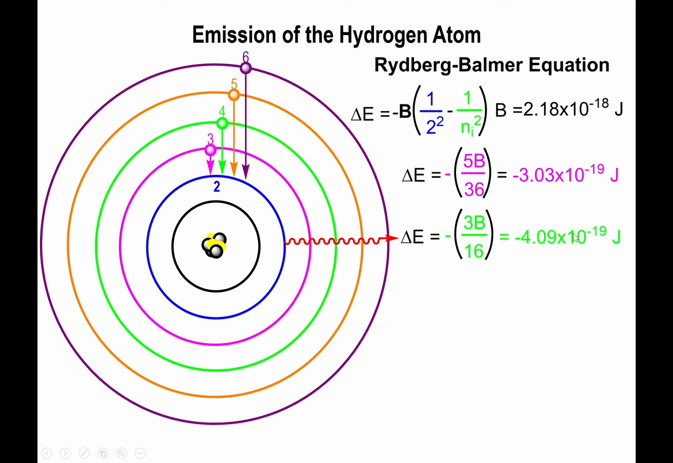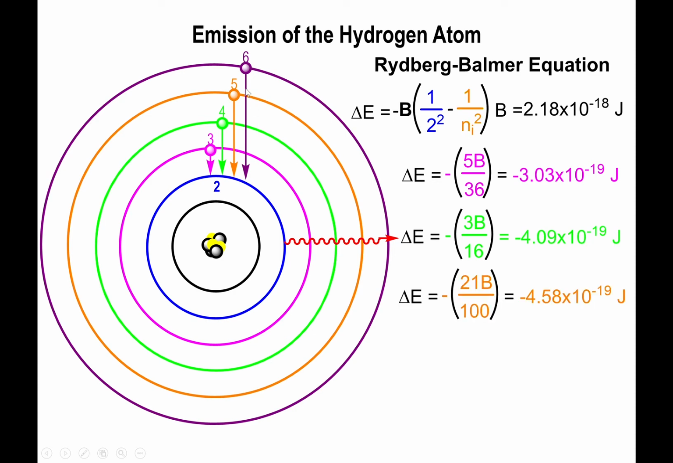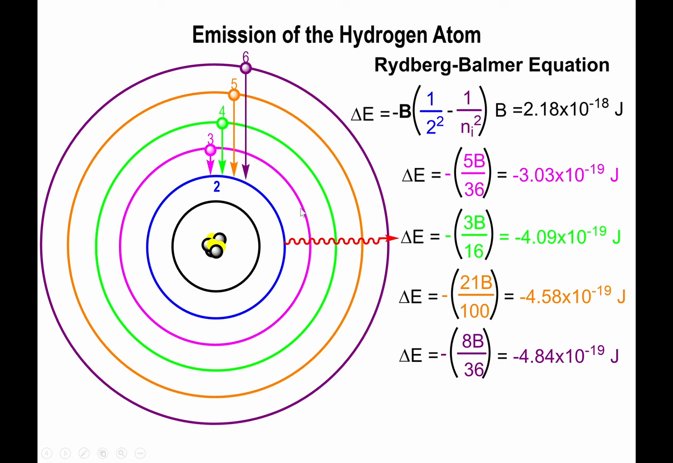You'll find out that the value is negative 4.09 times 10 to the negative 19 joules. Decaying from the fifth energy level to the second, we know that n initial is 5, n final is 2. So you'll find out upon doing the calculation that the value is negative 4.58 times 10 to the negative 19 joules. And if we start at the sixth energy level, decay down to the second, we're going to find out a value of negative 4.84 times 10 to the negative 19 joules.